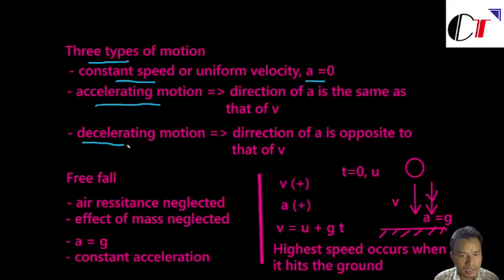And if your object is decelerating, the direction of acceleration is opposite to that of the velocity. Or you can, in fact, think in reverse: if you know the direction of acceleration, and if it is opposite to that of the velocity, your object is slowing down or decelerating.